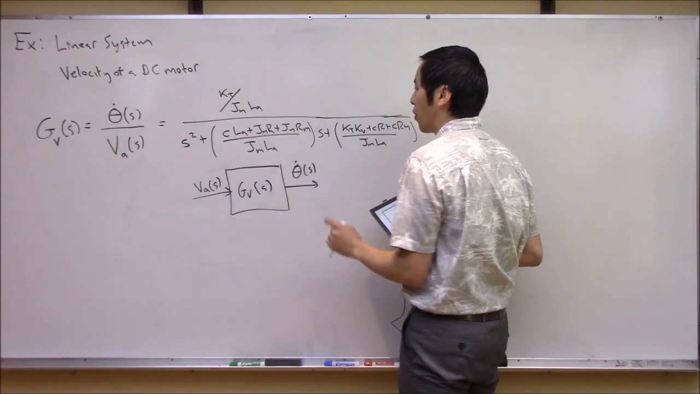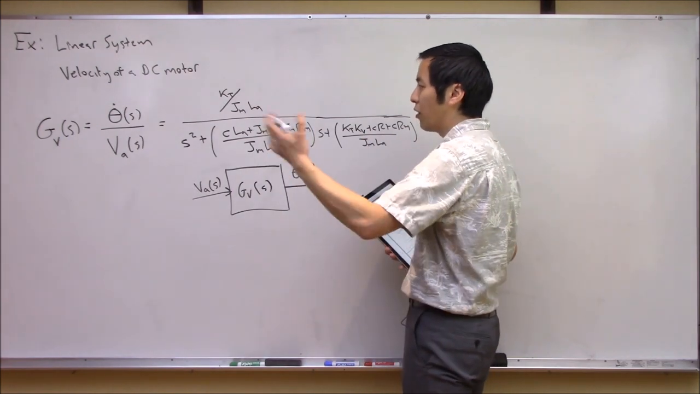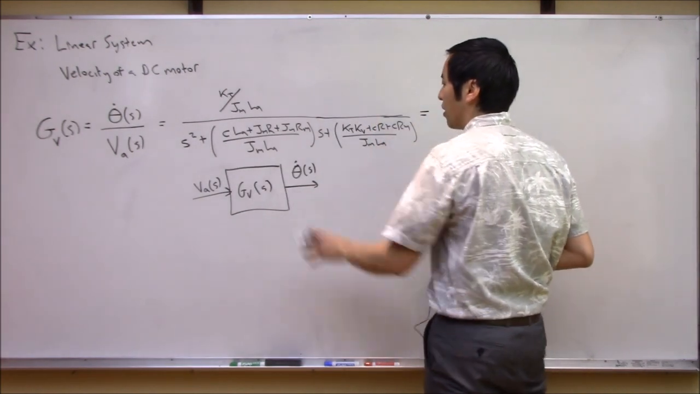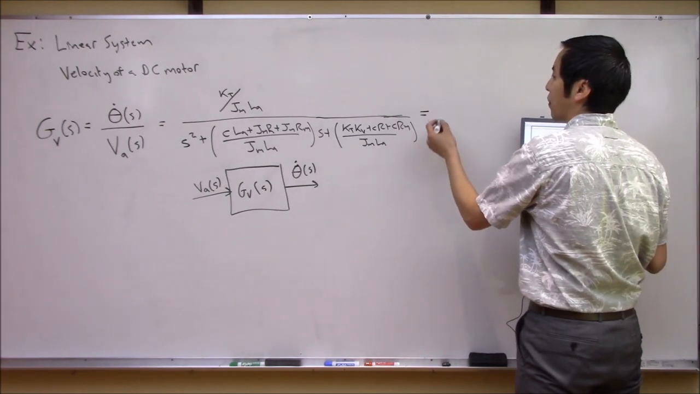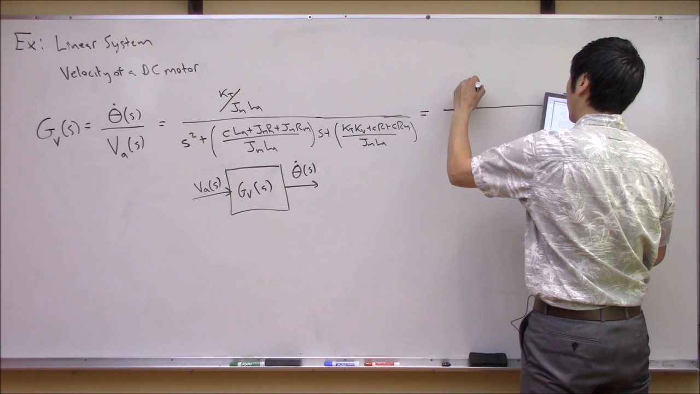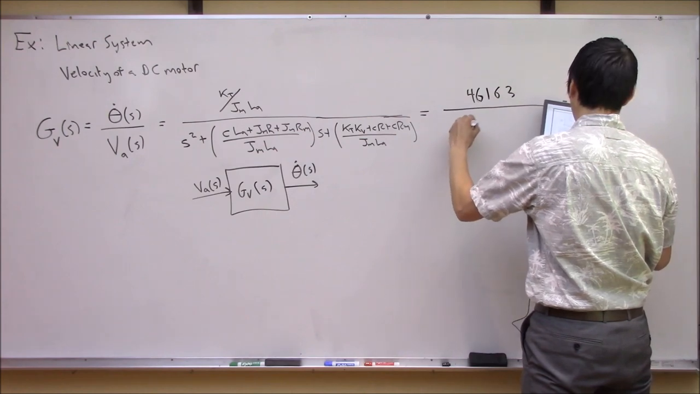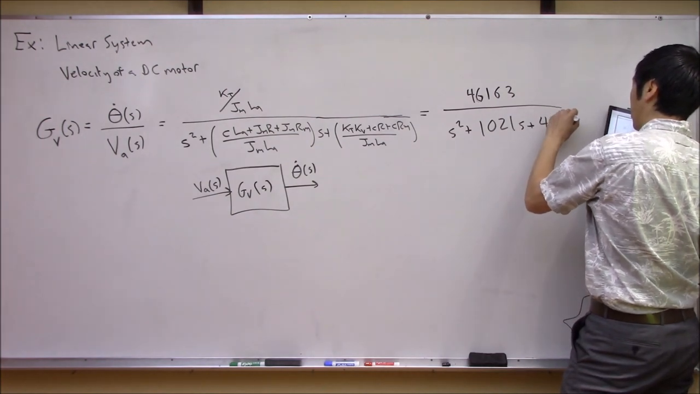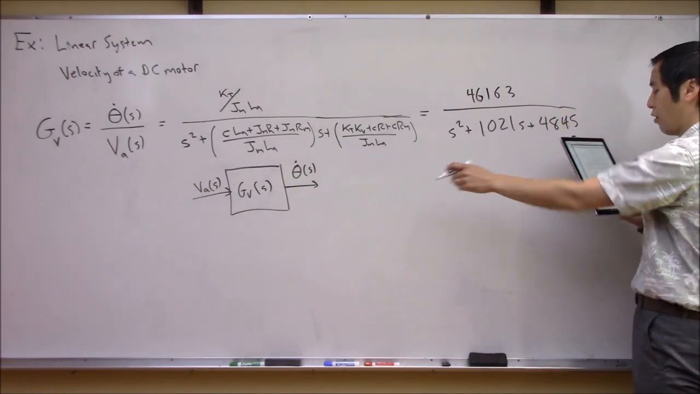If you plug in numbers for all of these, like the moment of inertia, the inductance, the damping coefficient, the machine constants, the resistance of the motor, this just looks like a second order transfer function. So for our purposes, let's plug in constants that we obtained earlier for one of the models we were looking at, and look at this from a mathematical perspective. It's just a number on top, which happens to be 46163, all over S squared plus 1021S plus 4845. So just think of it as a second order transfer function. That's all the plant is.